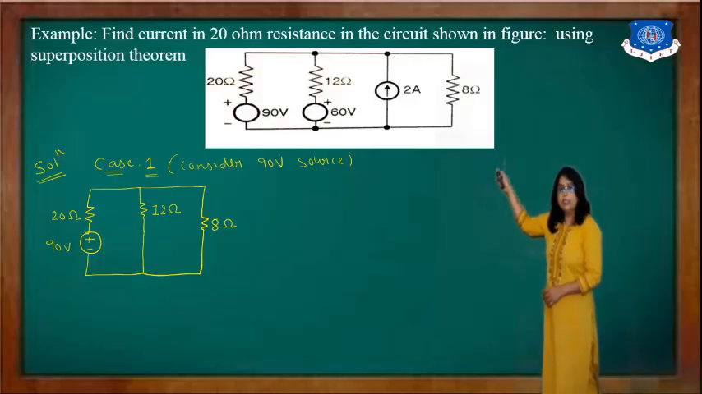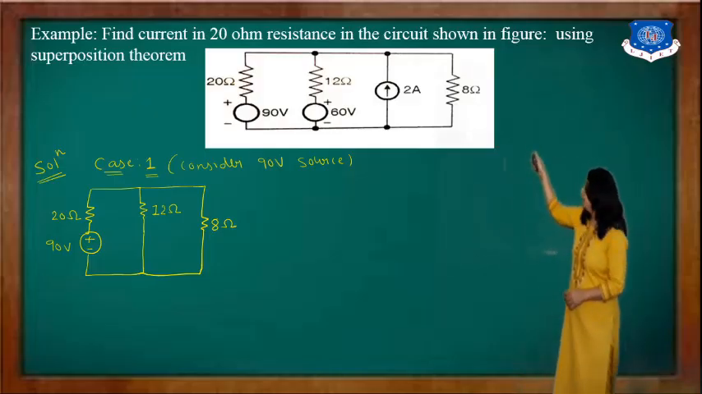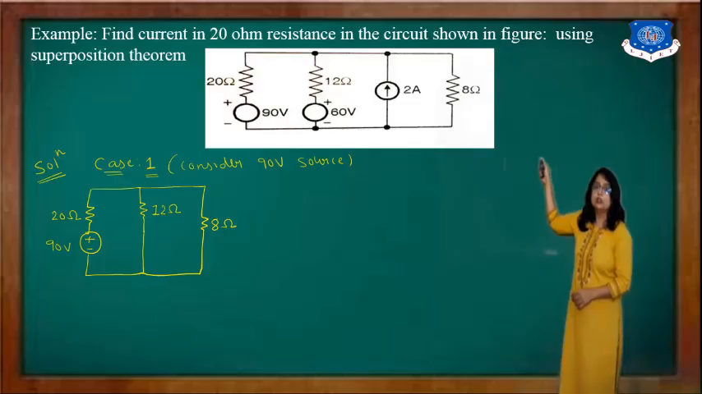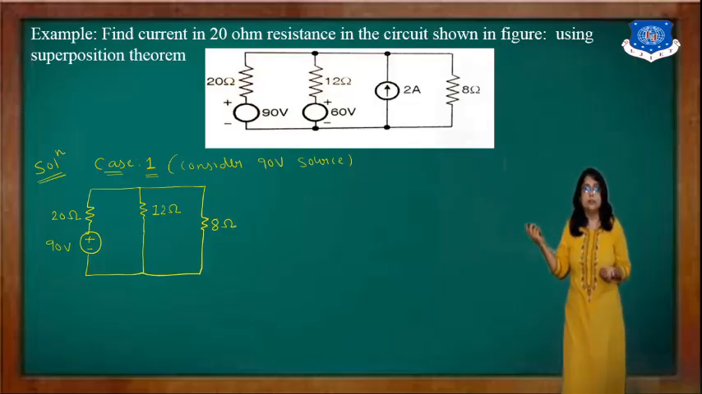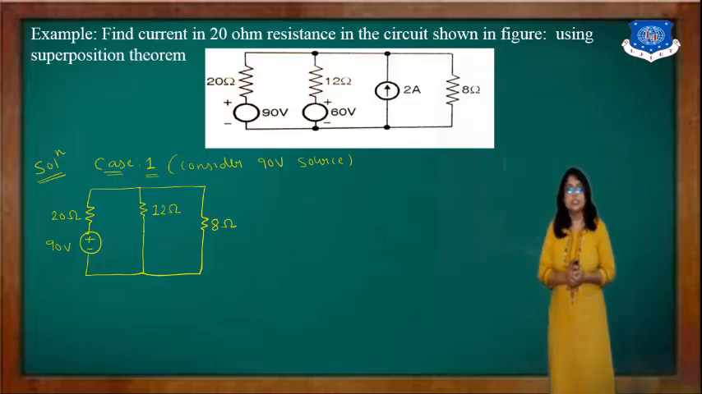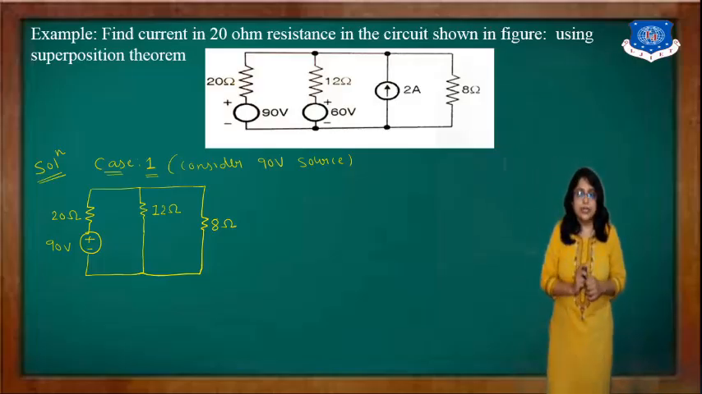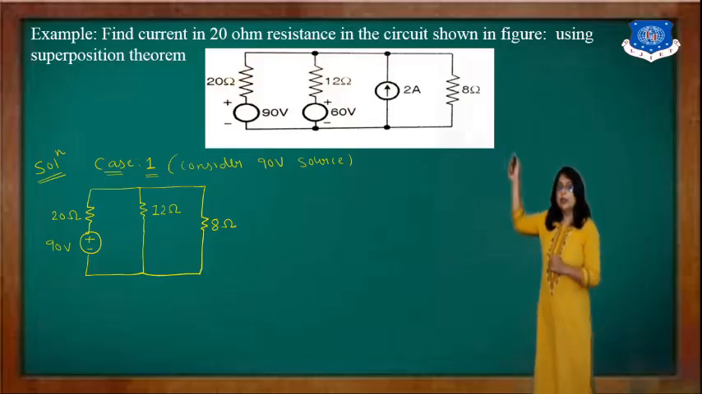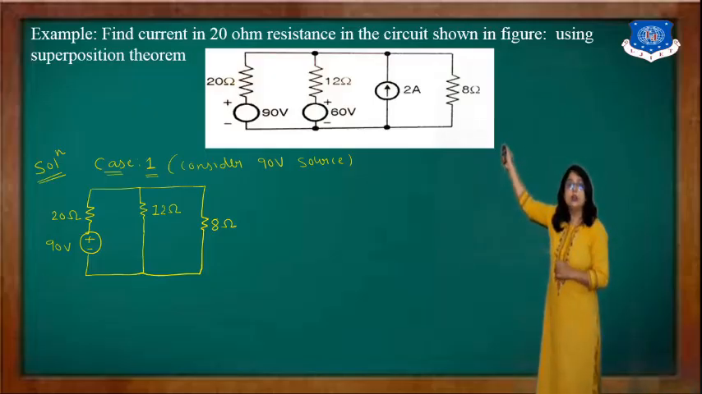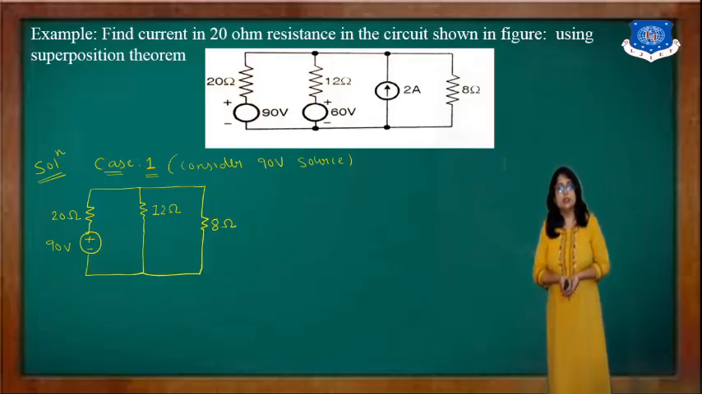Here we have a 20 ohm, 12 ohm, and there is no need to draw that 2 ampere branch because it's an open circuit. And then the last resistance is 8 ohm. Now see, our aim is to find the current in the 20 ohm resistance. So here you can use any method.